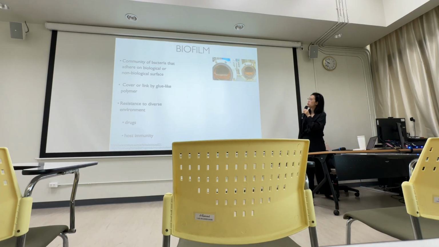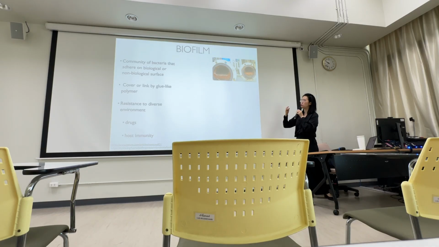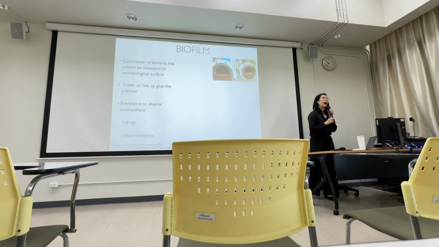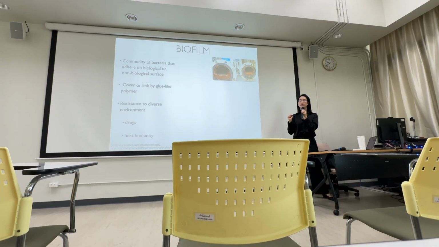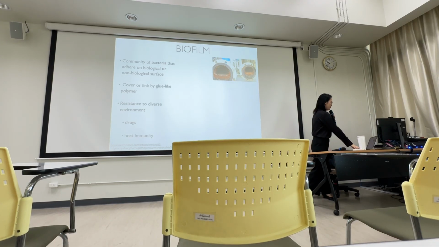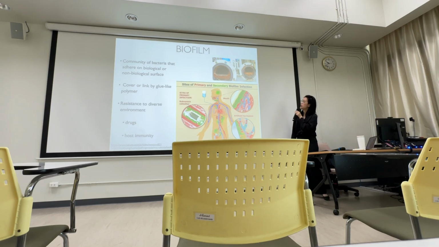So once the bacteria form a biofilm, most of the time they produce a glue-like polymer to adhere to each other. So the biofilm helps the bacteria to resist diverse environments. Even in the case of pathogens, it helps them resist drugs or the host immune system. And here are pictures of how the bacteria or the biofilm spread from one area to others.